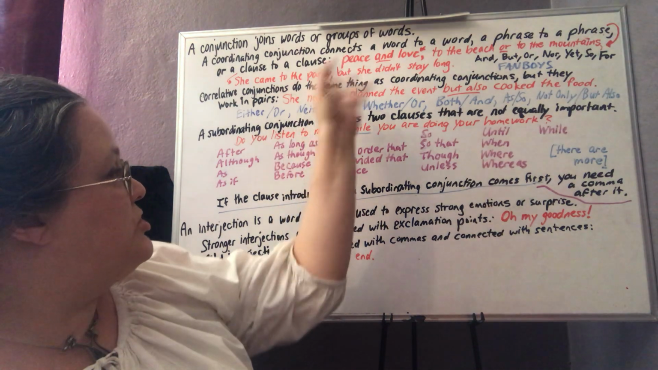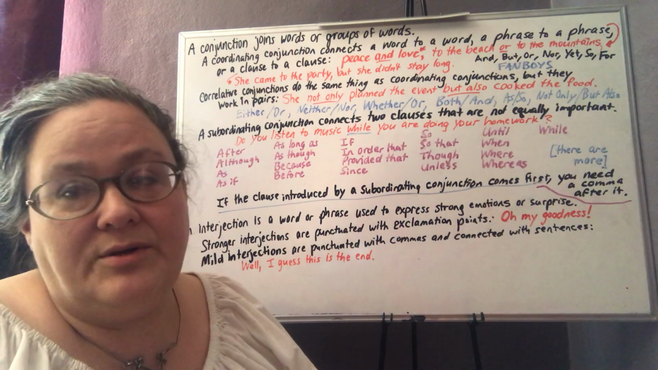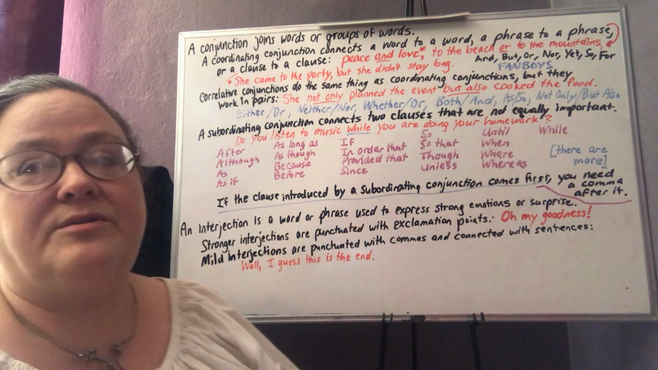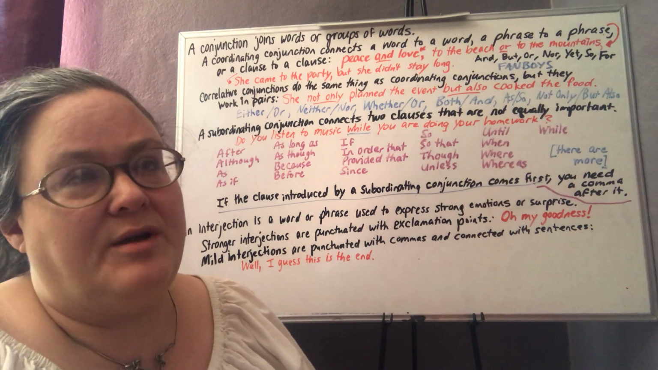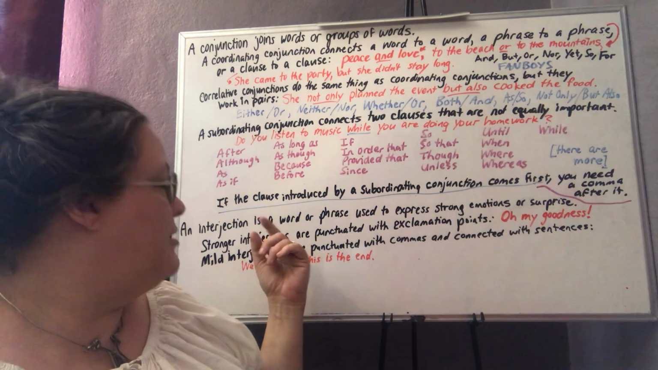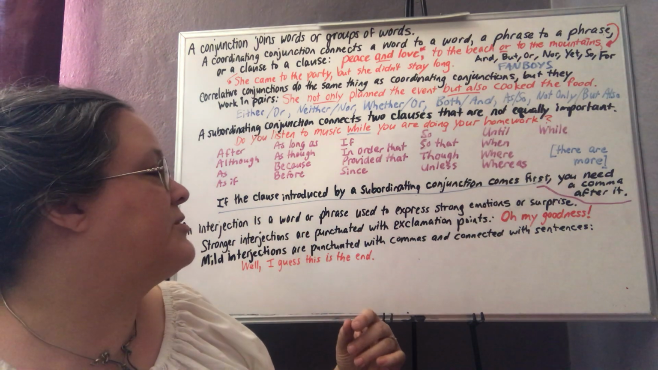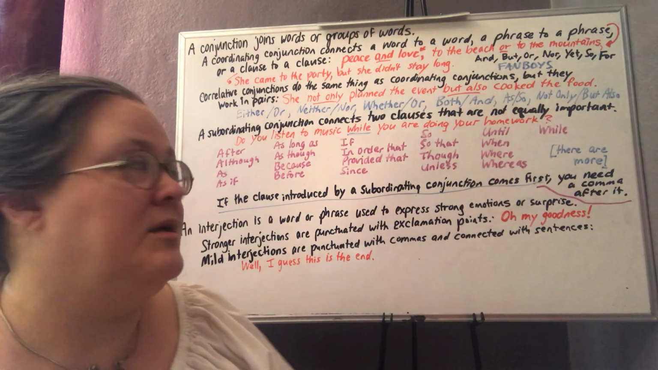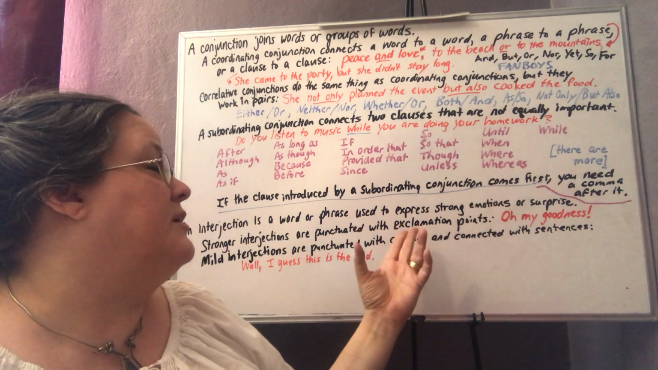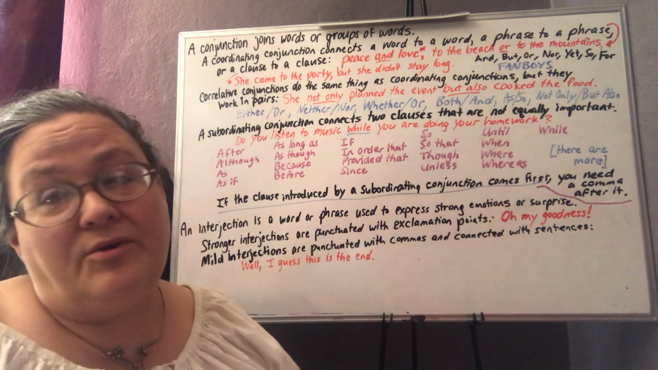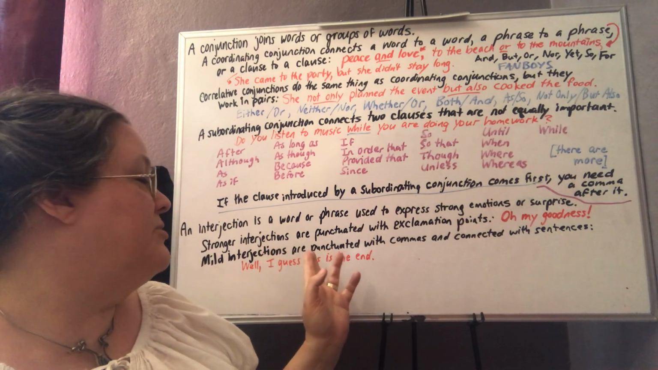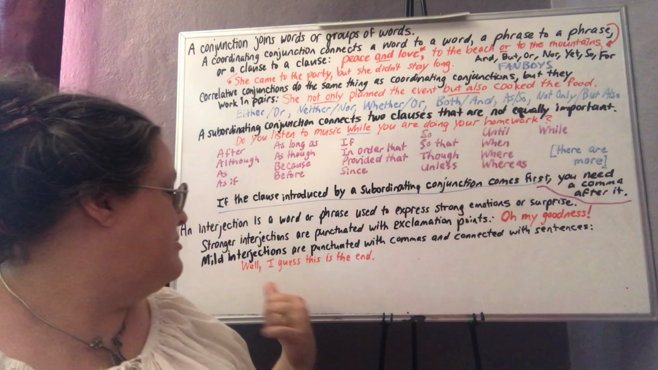Okay, so that's all about conjunctions that we're going to be covering in the written assignment, and of course before that in the meet. And the other part is interjections, which I think by this time you guys understand, so I'm not going to go over it a whole lot. Just mainly punctuation. An interjection is a word or phrase used to express some kind of strong emotion or surprise. A really strong one is punctuated with exclamation points, like, oh my goodness, oh no, watch out, ah! Mild interjections are punctuated with commas and connected with sentences like this.